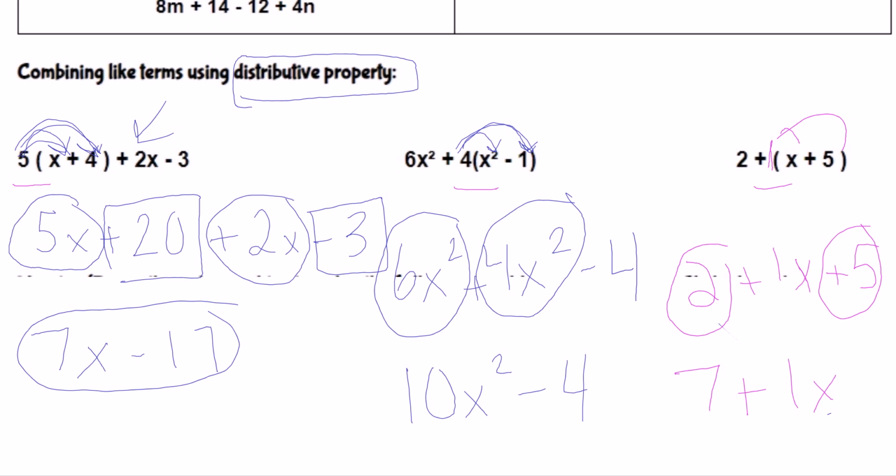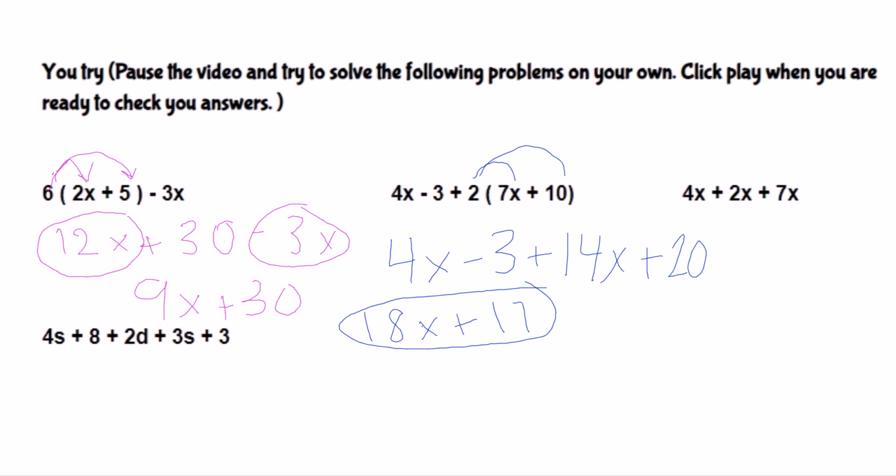I want you to pause the video and try to do the 4 that are on the bottom, and then when you're ready, hit play, and I will go over them. Here's my work for the first two. So if you distribute the 6 to everything in the parentheses, 6 times 2x, I got 12x, and then 6 times 5, so 12x plus 30, and then throw on the minus 3x at the end. So if you simplify and combine everything that you can, you would get 9x plus 30.